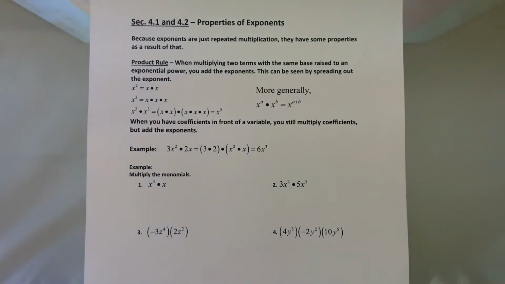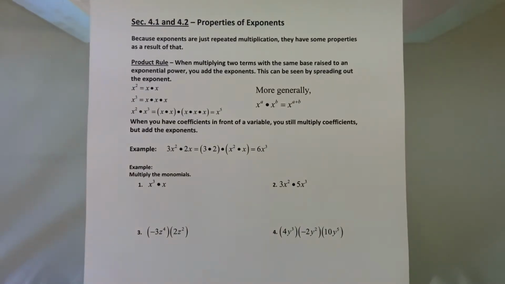Hey guys, let's talk about 4.1 and 4.2, properties of exponents. Exponents represent repeated multiplication, just like multiplication represents repeated addition. For example, if you had to add 4 10 times, you wouldn't do 4 plus 4 plus 4 10 times, you do 4 times 10. Similarly, if you have to multiply 4 10 times, you aren't going to type 4 times 4 times 4 times 4, etc. You're going to do 4 raised to the 10th power.